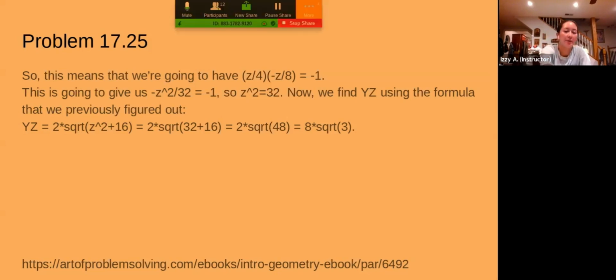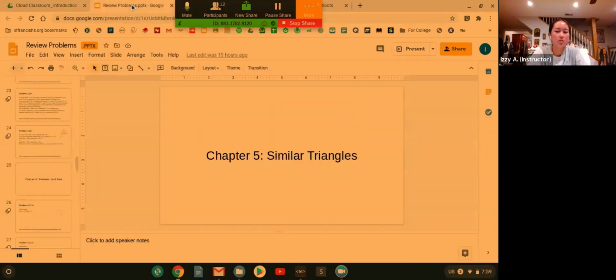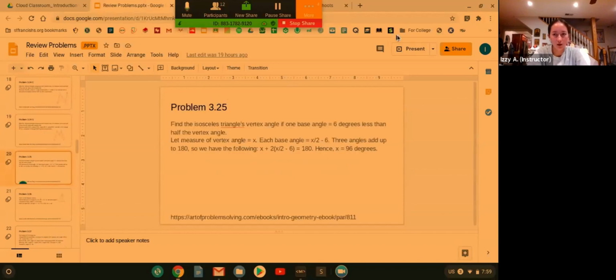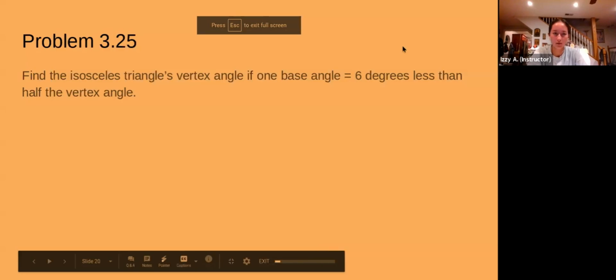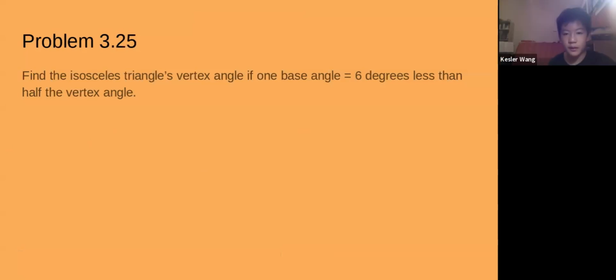Okay, so now we can go over some review problems, and we left off at problem 3.25. So for this problem, this chapter deals with congruent triangles, so we're going to be talking about triangles.